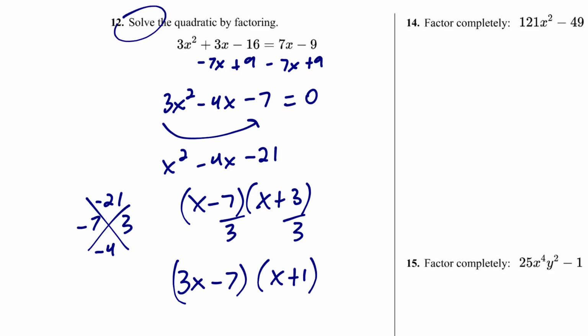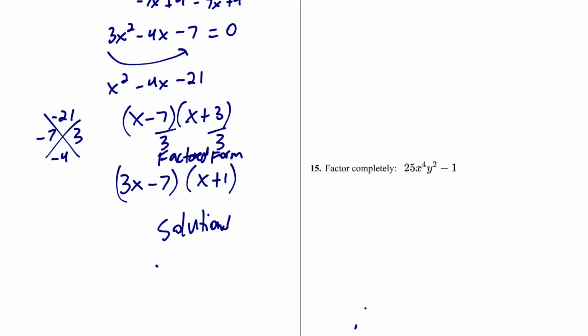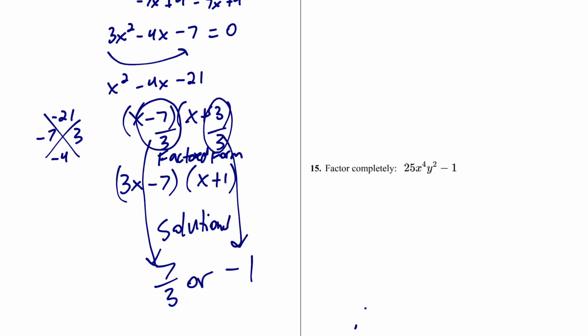Now it said solve, so actually these would be my factors, factored form, but I want solutions. This first one is going to be 7/3, the second one will be negative 1. I just take this and I take the opposite. I take this and I take the opposite. You can skip the factored form entirely if you like.